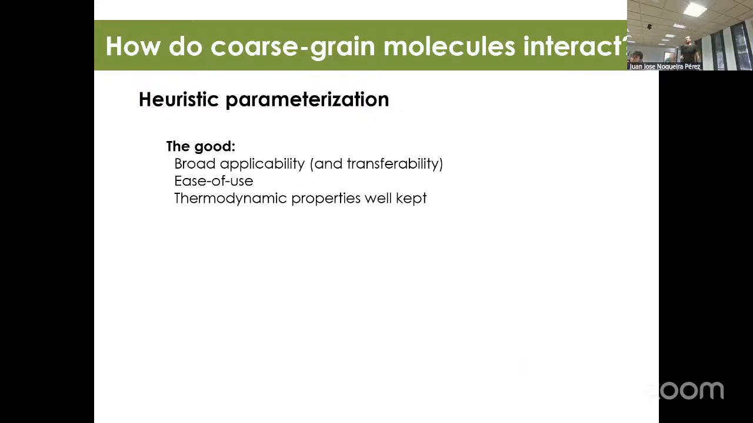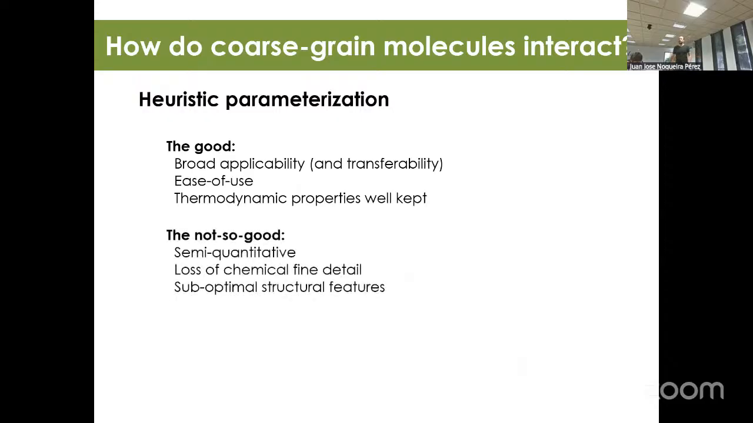Typically easy to use, although I guess that depends a bit on the user preferences. We're going to see now in the afternoon tutorial what you think. And the thermodynamic properties tend to be well kept because, especially this partitioning behavior, it's one of the targets.